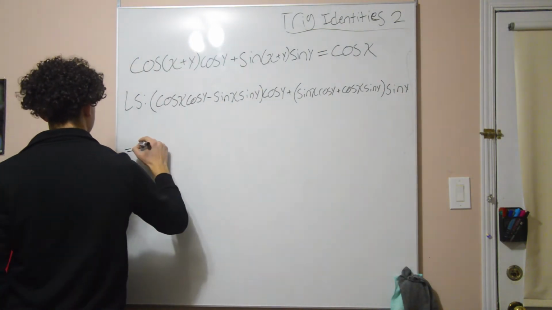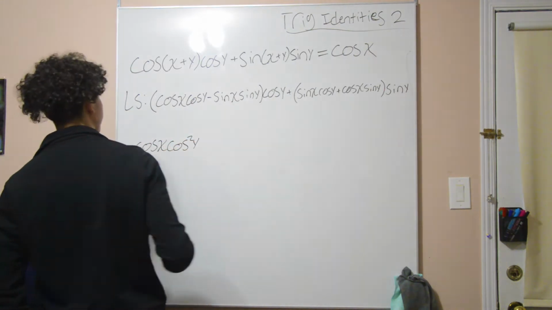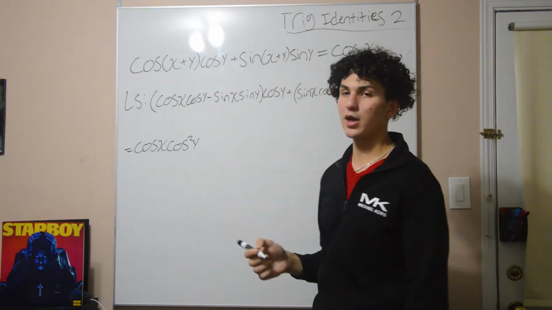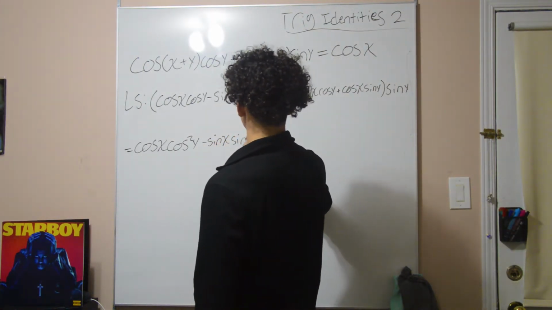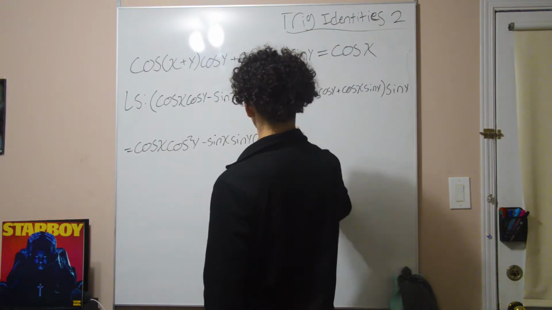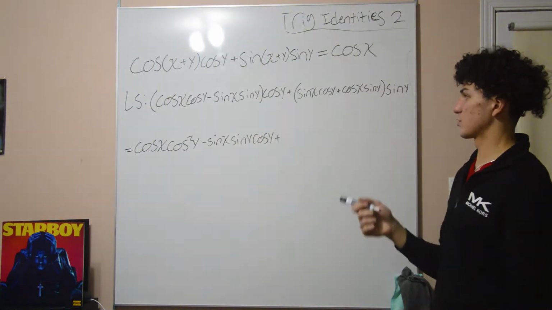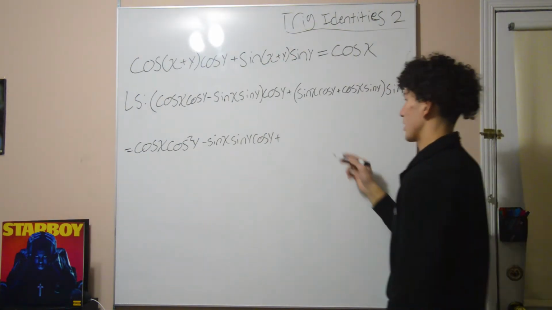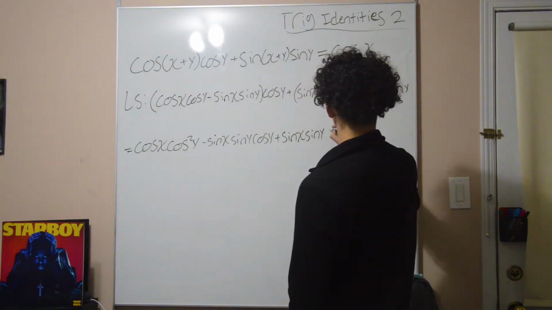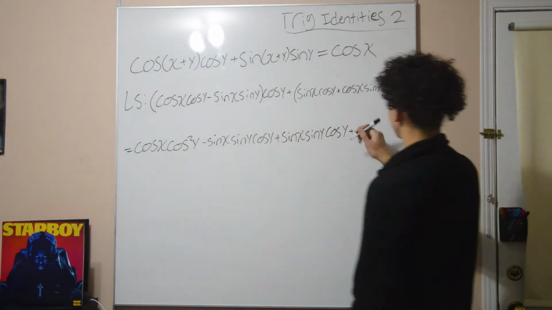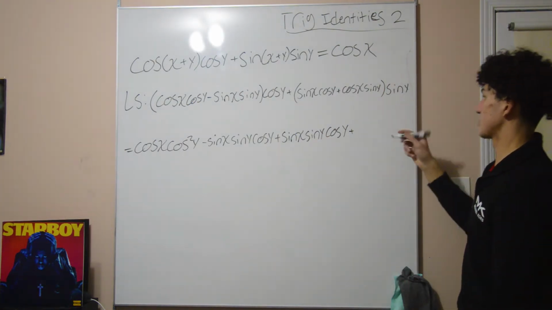Cos x cos y times cos y gives us cos x cos squared y. And negative sine x sine y times cos y just stays negative sine x sine y cos y. Now let's look at this bracket. Sine y times sine x cos y becomes sine x sine y cos y. And finally, cos x times sine y gives cos x sine squared y.